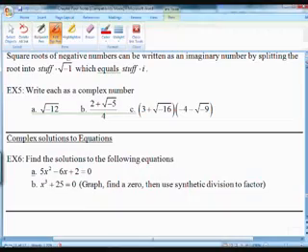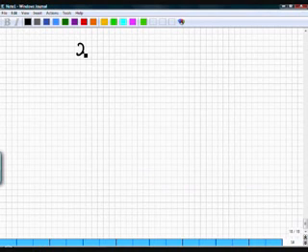Okay, next problem. You got 2 plus the square root of negative 5 over 4. Again, that's a complex number. And do you notice that this looks a lot like your quadratic formula? And that's where we're going with these.